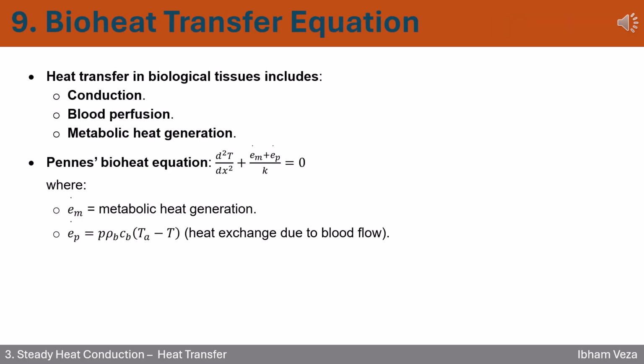9. Connect engineering with biology using the bioheat equation. Heat transfer doesn't stop at machines. It happens in biological tissues, too. Here, you need to account for conduction, blood flow or perfusion, and metabolic heat generation. Pennes' bioheat equation combines these effects into one formula, helping you analyze heat flow in the human body.